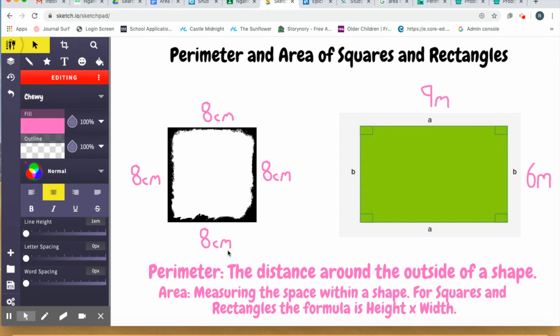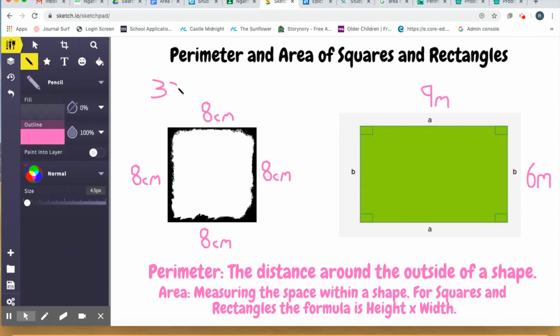So perimeter, the distance around the outside of a shape. In this case here, it is really easy for the square. There's two ways I can do this. I go 8 plus 8 plus 8 plus 8, which is going to give me 32. Or I can use my multiplication facts, and I can work out that 8 times 4 is going to give me 32 centimeters. And so my answer here for the perimeter of the square would be 32 centimeters. Easy as, done and dusted.